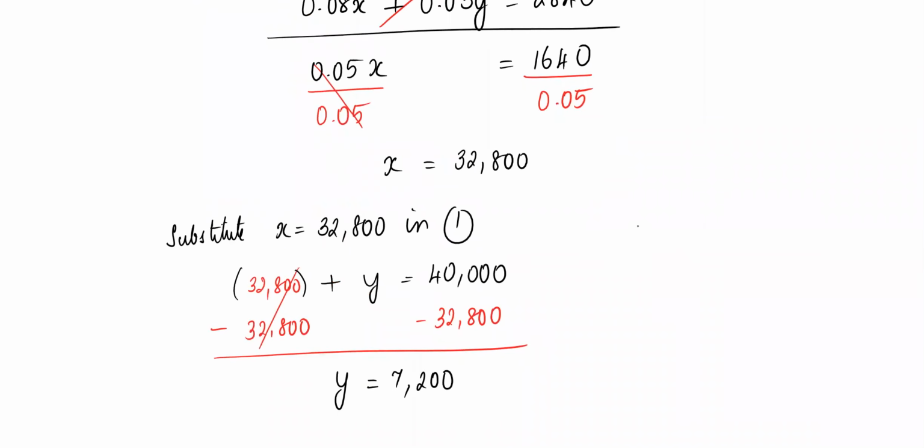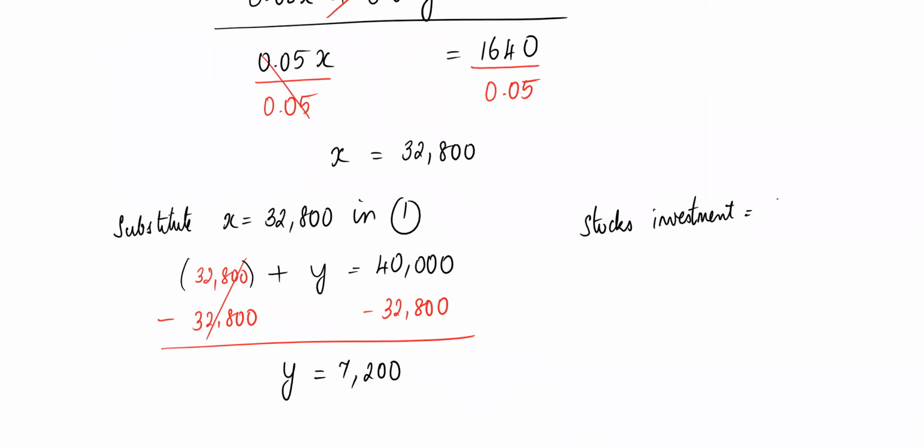So let's say here the interpretation is: stocks investment will be $32,800. Please use your units. And the bonds investment will be $7,200. As always, perform the check.